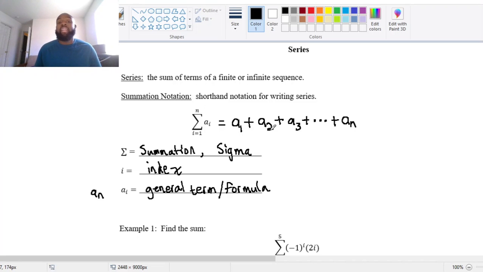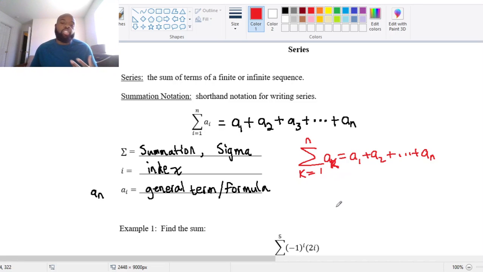Now, sometimes you'll see your series written with different indexes. It doesn't have to always be i. For instance, sometimes we use the letter k, the sum from k equals 1 to n of a sub k. That's a k right there. And so that'll be a sub 1 plus a sub 2 plus, and we'll continue until we get to a sub n, right? So in this video, I'll be using i as our index, but your index can be any variable. Your a doesn't have to be an a. You can use different variables. It just works this way.